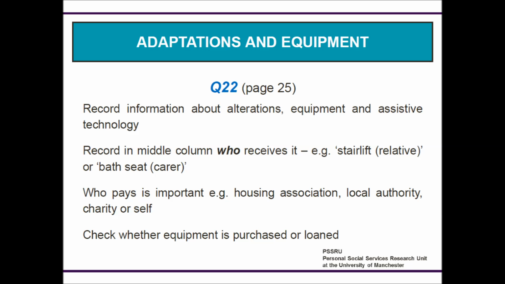This question, unlike questions 19, 20 and 21, doesn't have columns to record type of adaptational equipment for carer and relative separately. Therefore, write in the middle column, in type of adaptational equipment, who receives it in brackets. For example, stair lift, brackets, relative, bath seat, brackets, carer, or both if both carer and person with dementia need the adaptation. If relevant, record carer use of adaptations even if the carer lives elsewhere.